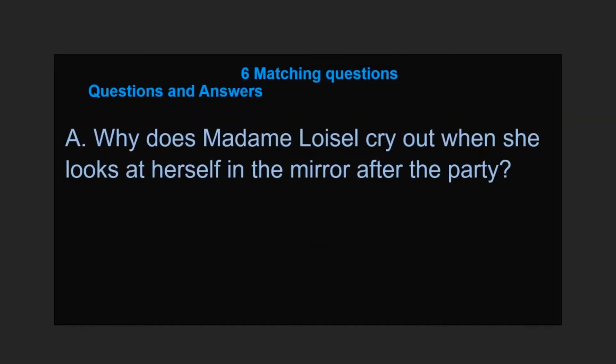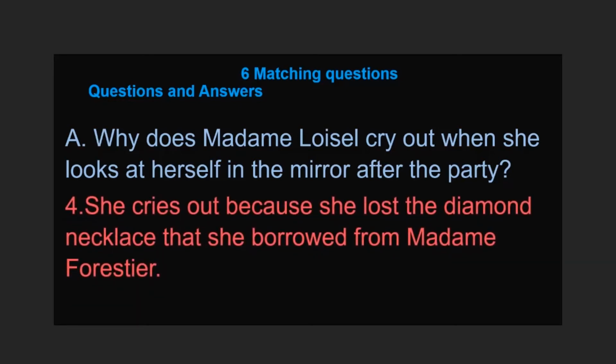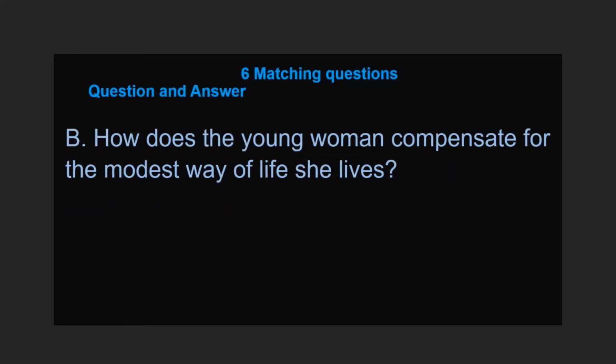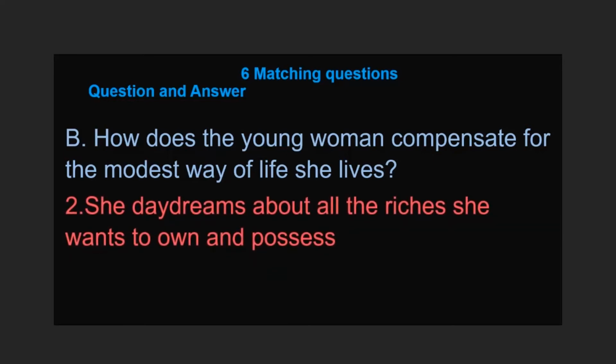Now let's discuss the answers for the questions. Why does Madame Loisel cry out when she looks at herself in the mirror after the party? She cries out because she lost the diamond necklace that she borrowed from Madame Forestier. How does the young woman compensate for the modest way of life she lives? The answer is, she daydreams about all the riches she wants to own and possess.